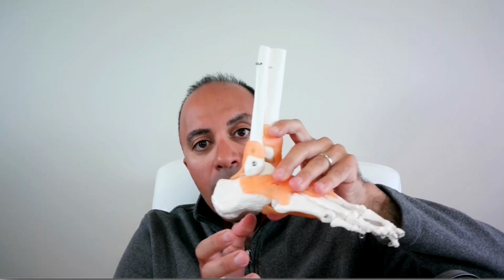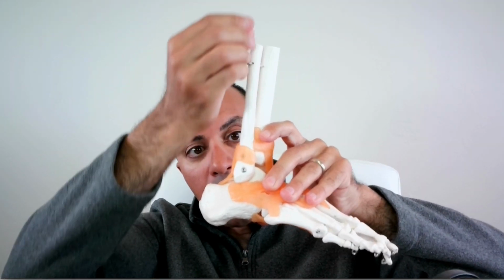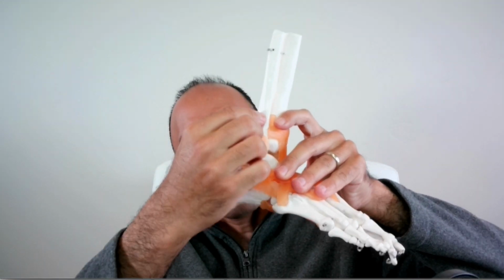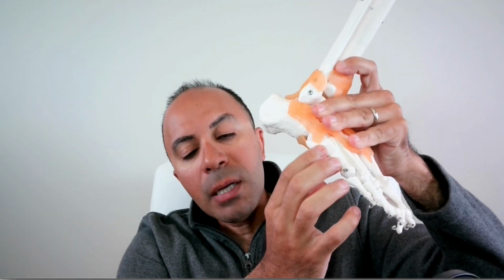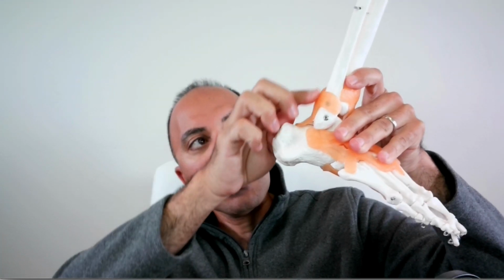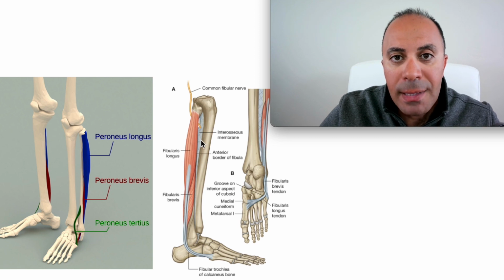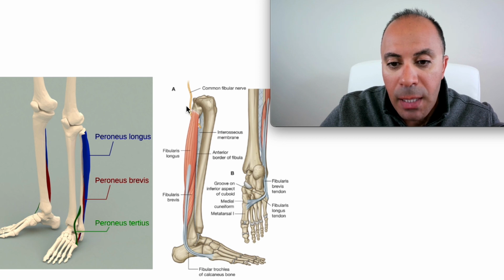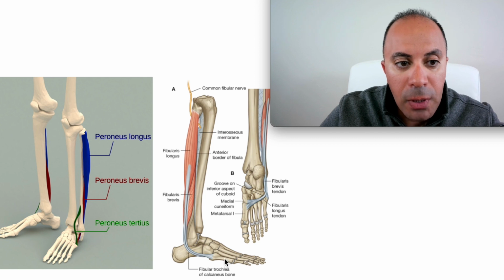The peroneal muscles attach on the fibula here, and the longus wraps around all the way to the bottom of your foot. The brevis attaches all the way to here, the fifth metatarsal, and the tertius is inside. These are collectively called the peroneal muscles, or fibularis muscles. They attach from the side of the fibula and go all the way down to the foot.